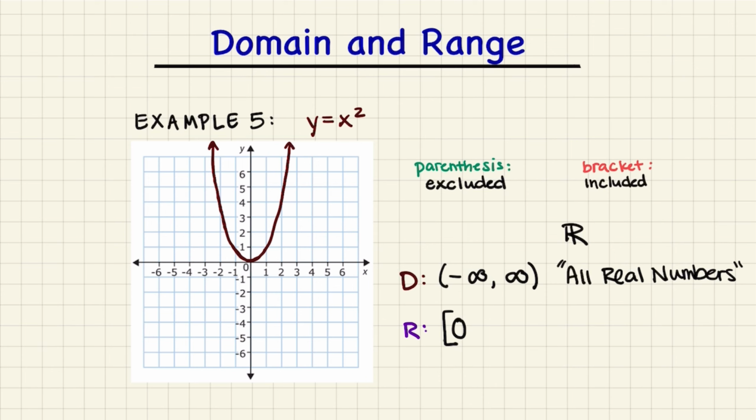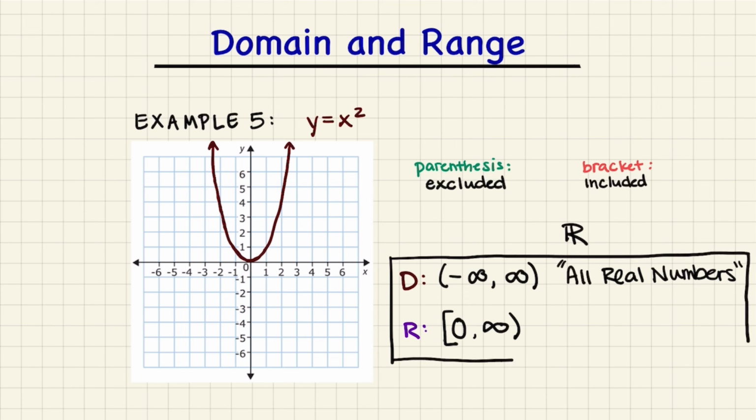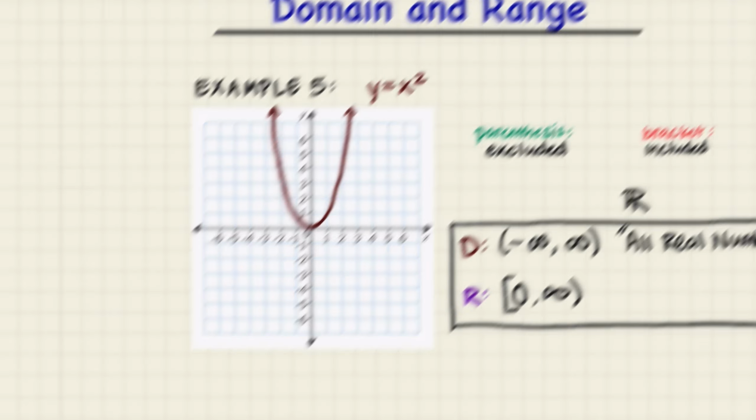And then the highest value, well, this keeps on going up infinitely. So it's going to be comma infinity. And then we close it with a parenthesis. And that is our domain and range for this function. Let's move on to the next example.